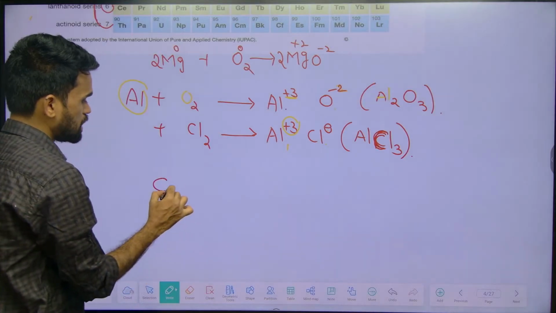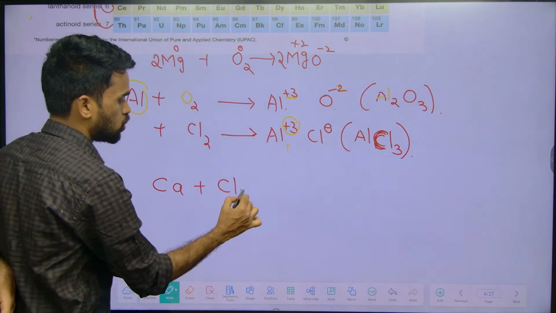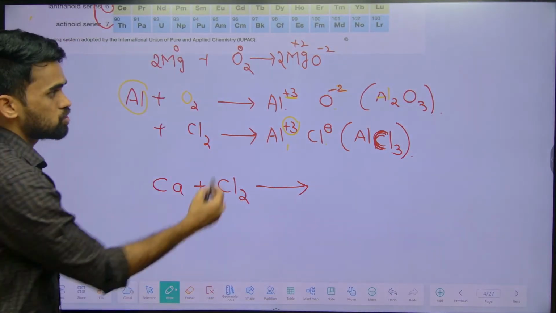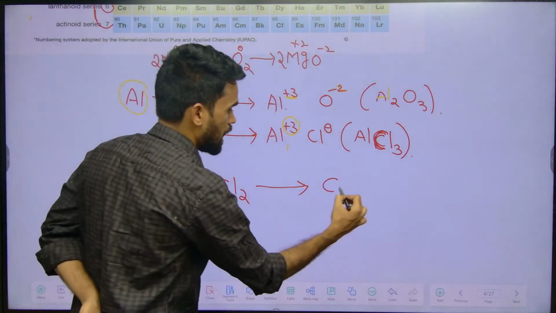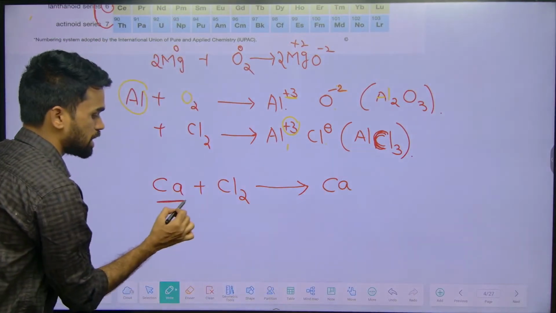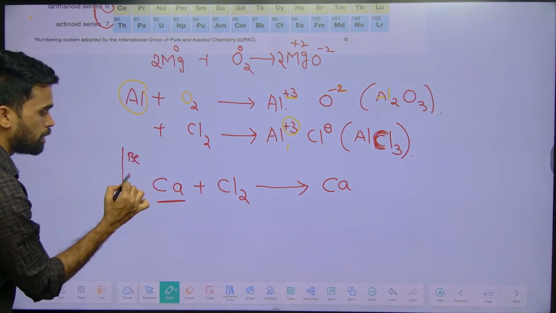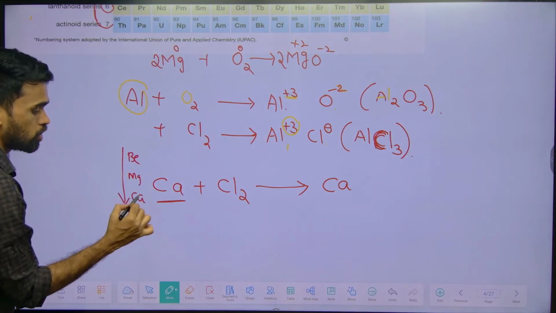Tell me, calcium treated with chlorine. So what type of compound are you expecting here? Very simple, na? So do the crisscross method and you can do it. So calcium, which group element is this again? Second group element. So what are the elements we have? Beryllium, magnesium, calcium. Okay, so like this.